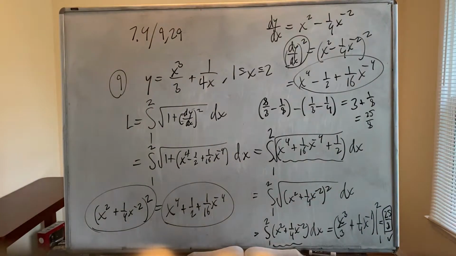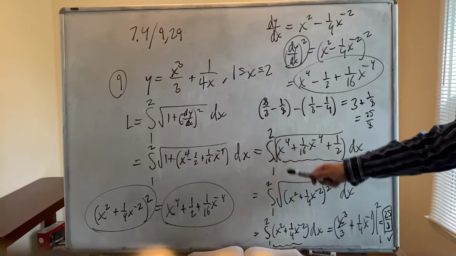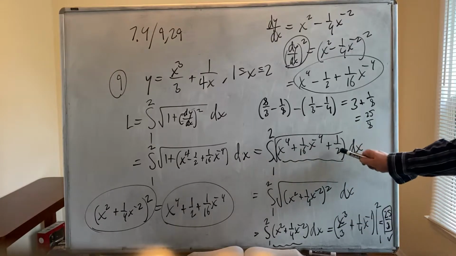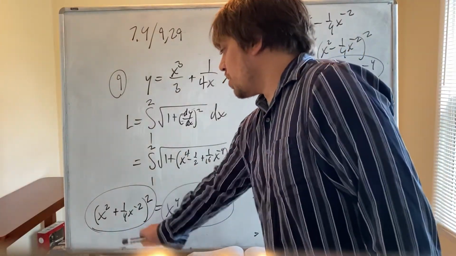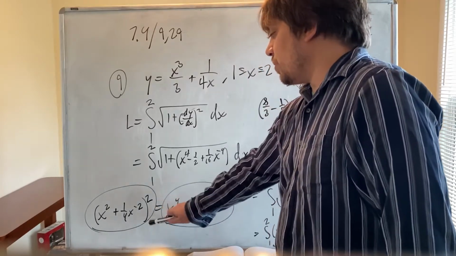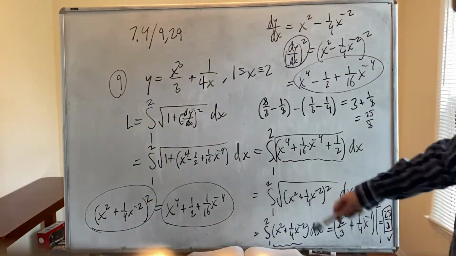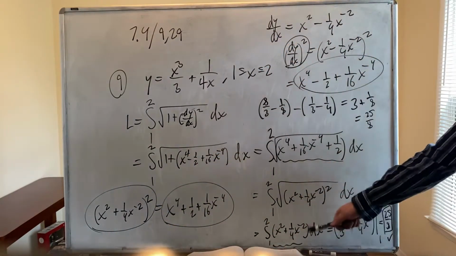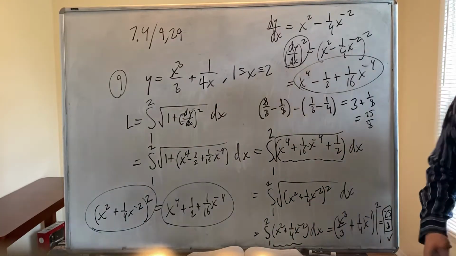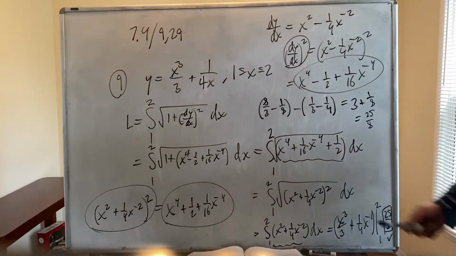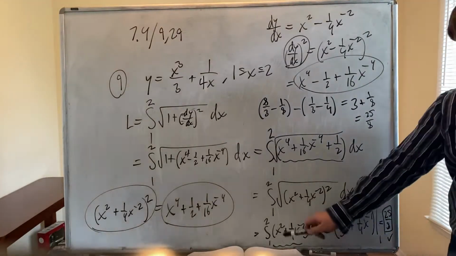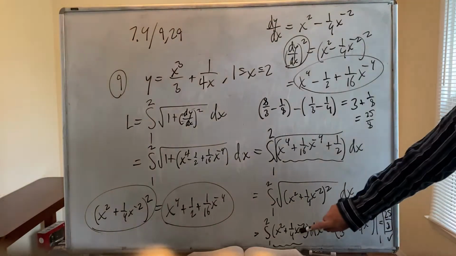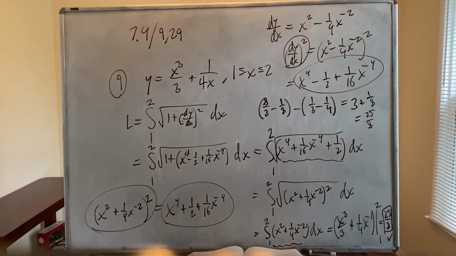Okay, so the answer is 25 over 8. The trick is that this expression here, x to the 4th plus 1/16 x to the negative 4 plus 1/2, can be written as (x squared plus 1/4 x to the negative 2) squared. And when you substitute that into there, the square root and square cancel, and now you have a function you can integrate. You can't integrate this at first. You have to rewrite it this way so you can get rid of the square root and square, and then you have that. This you can integrate, that you usually can't.